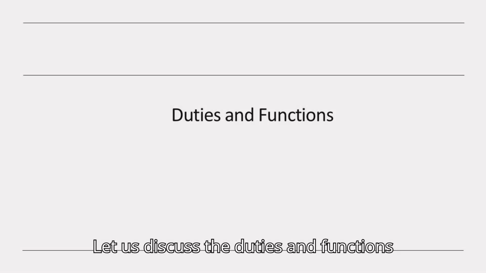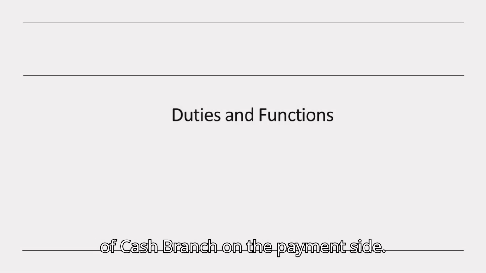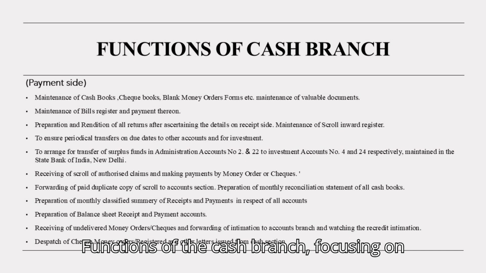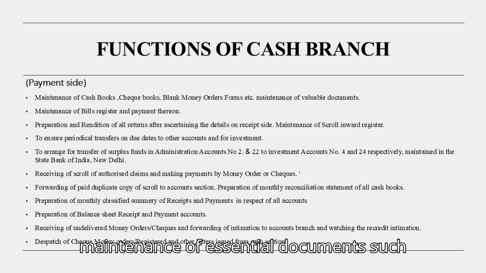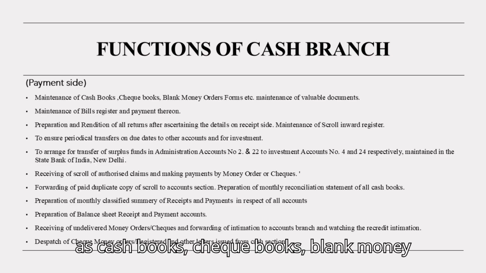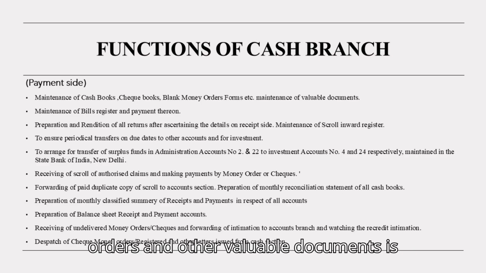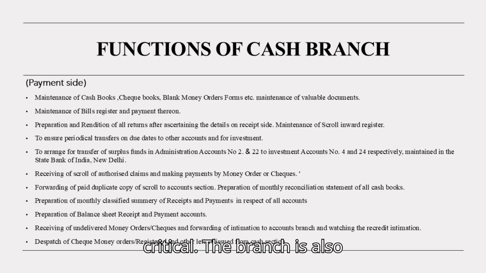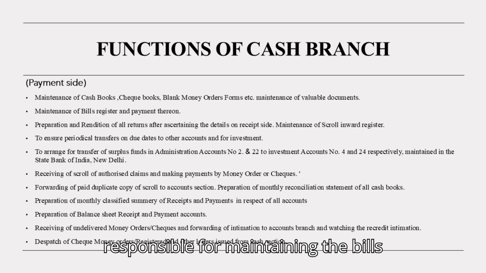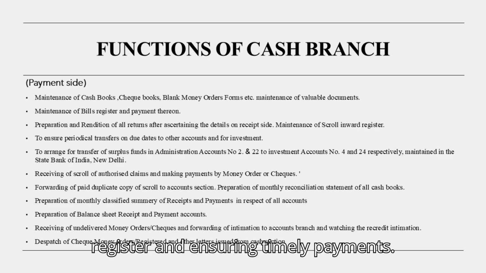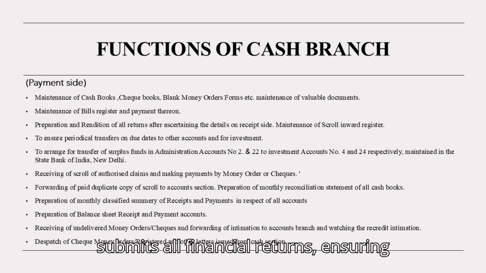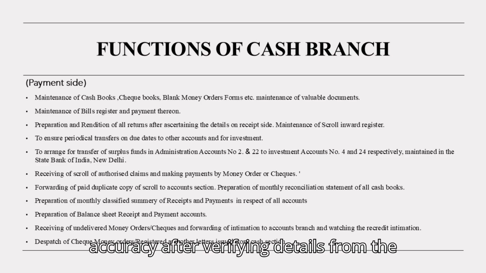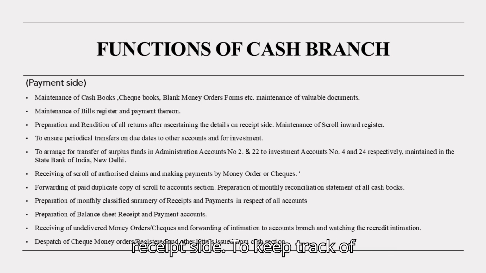Let us discuss the duties and functions of cash branch on the payment side. First, the maintenance of essential documents such as cash books, check books, blank money orders, and other valuable documents is critical. The branch is also responsible for maintaining the bills register and ensuring timely payments. Additionally, the branch prepares and submits all financial returns, ensuring accuracy after verifying details from the receipt side.